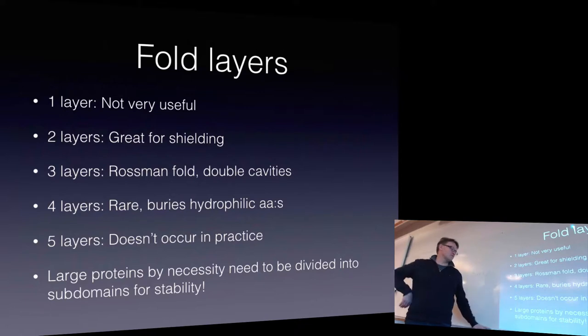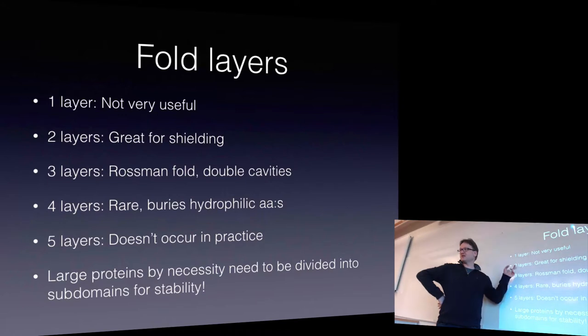Four layers, oh my God. Now it starts to get complicated. You need to bury some hydrophilic amino acids here, because if everything was hydrophobic, they would not be stable. I can't immediately think of any protein that has four layers. They do exist, but the reason that I can't think of it is, of course, a good indication. There is no obvious reason why you would absolutely need four layers, that you can't do with two or three at least. So that's going to be complicated to create.